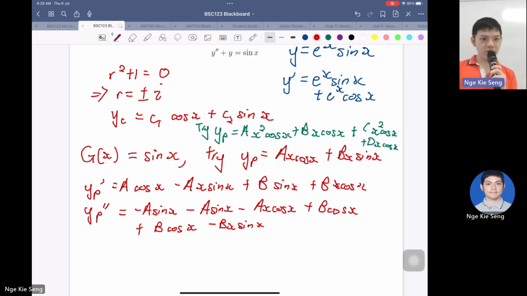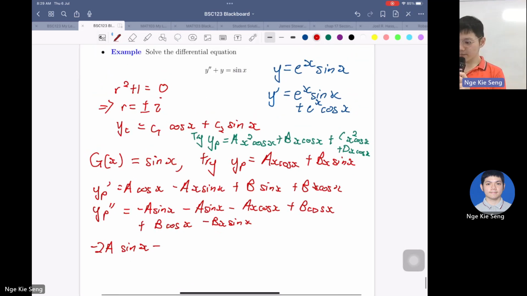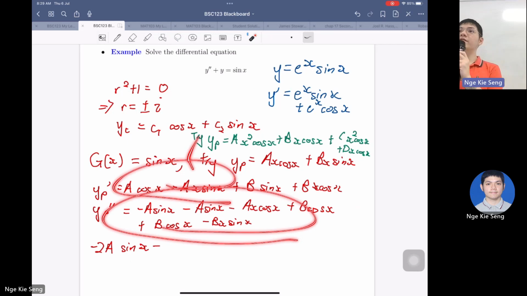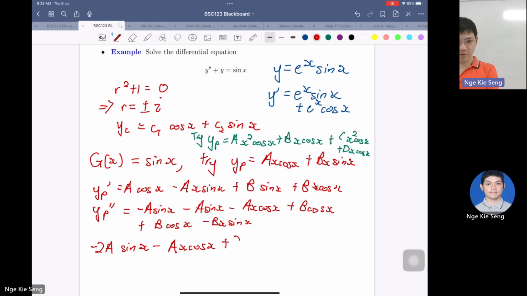So if we continue, then we will get minus 2a sin x minus... So I just sub this value into my differential equation, okay? And then I compare left and right again. If I sub to the left one, I'll get minus 2a sin x, ax cos x plus 2b cos x minus bx sin x plus ax cos x plus bx sin x, equal to sin x.